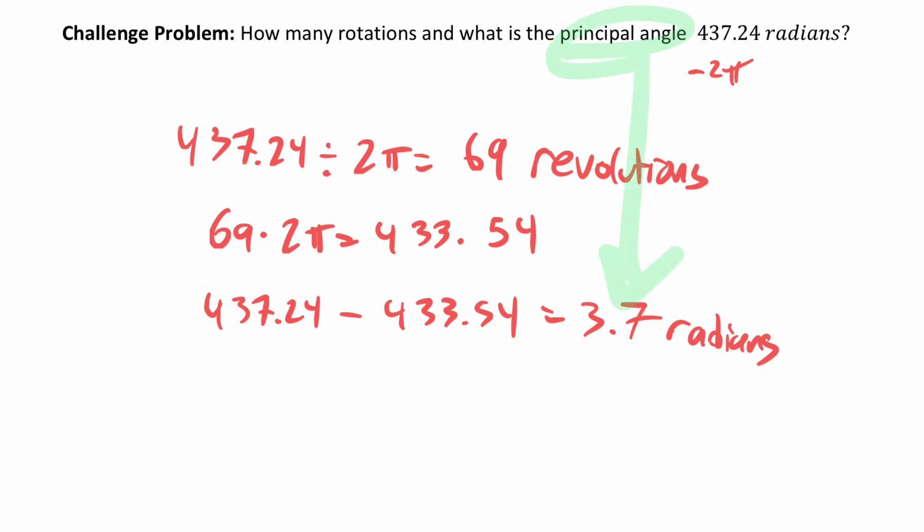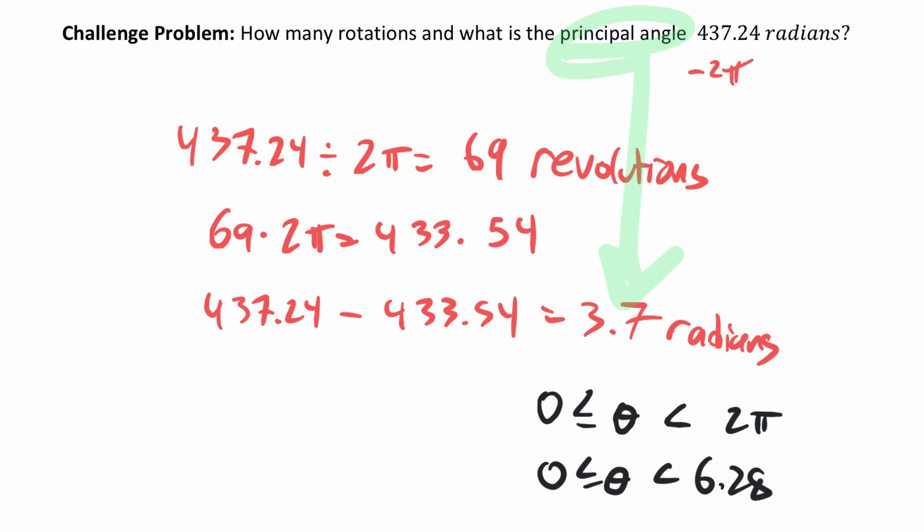This right here. The final answer you get. And in radians, it should be between 0 and 2 pi. Or if you're thinking in decimals, it should be between 0 and 6.28. And in this case, 3.7 is definitely in that range. So we found the principal angle, and we found the number of revolutions, and we didn't have to convert to degrees.